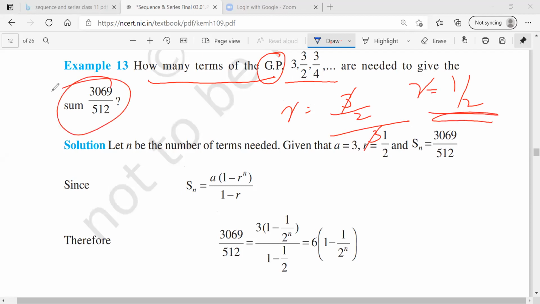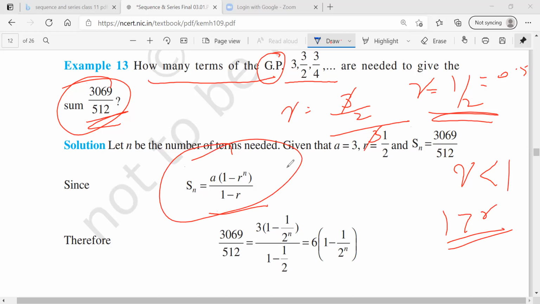The sum they have given is 3069 by 512. Again, r is equal to 1 by 2, which is 0.5. The r value is less than 1, or 1 is greater than r, so I have to substitute in the formula with 1 minus r. r is 1 by 2, so 1 by 2 power n, and 1 minus 1 by 2 in the denominator. What is 1 minus half? It is 1 by 2 itself. This 1 by 2 will go to the top and become 6, so 6 into 1 minus 1 by 2 power n.